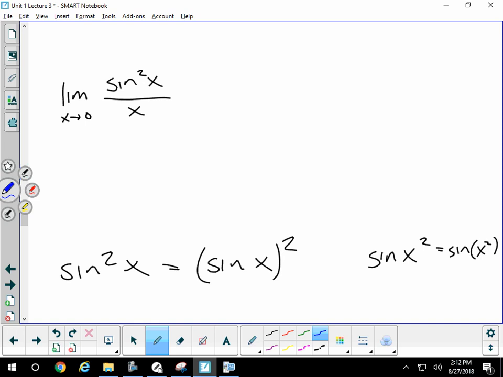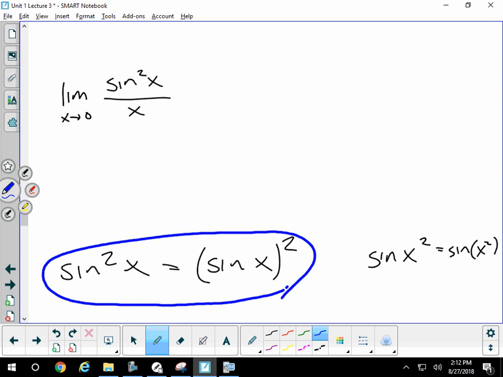So it's important to understand the difference. And for this problem right here, we're going with this guy, not with this guy. So what I would do is rewrite this as sin x times sin x. Let everybody go from there. See if you can find this limit.